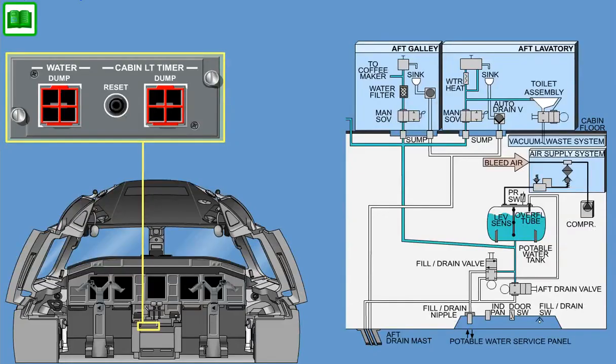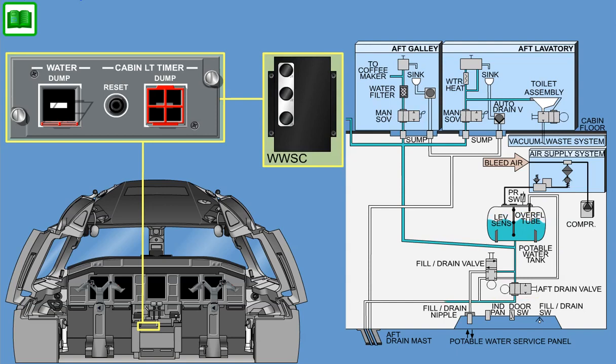In-flight drainage of the potable water is commanded by pressing the water dump push-button indicator located in the cockpit console. The aft drain valve opens automatically, and the cockpit water drain indicator is illuminated by the water and waste system controller. The water in the potable water tank will be drained via the aft drain mast.